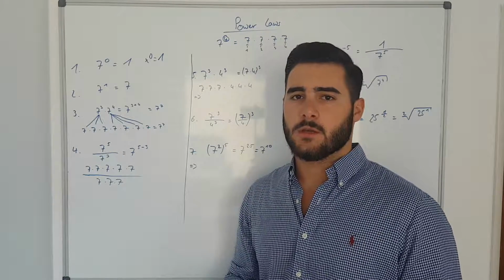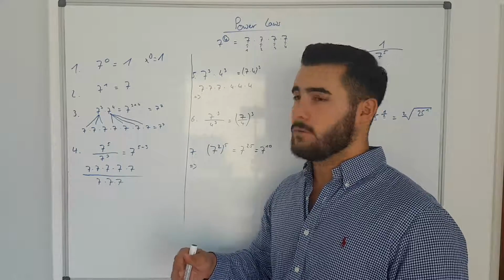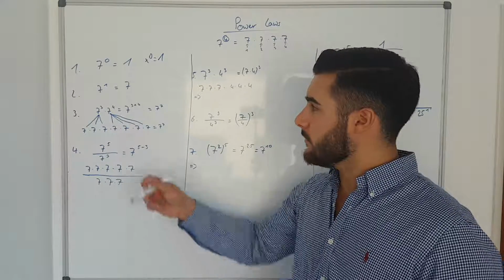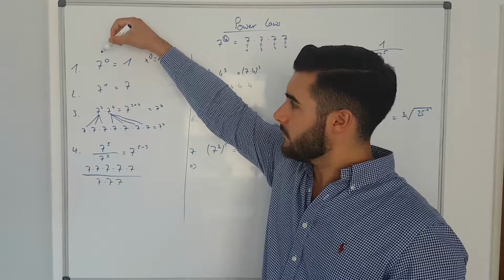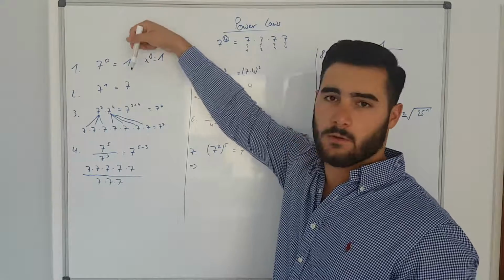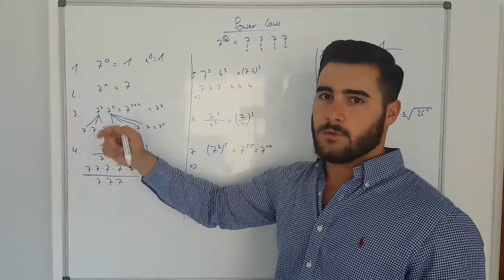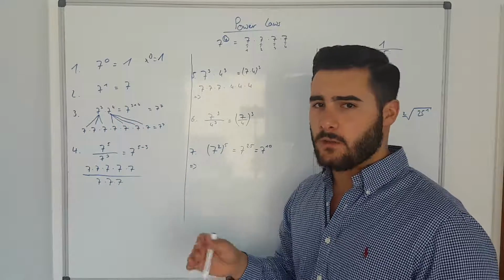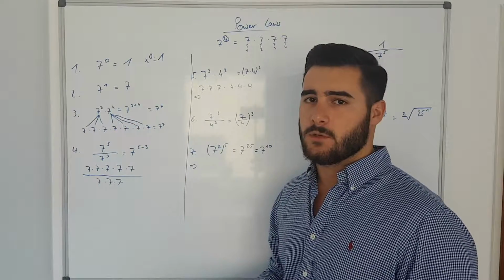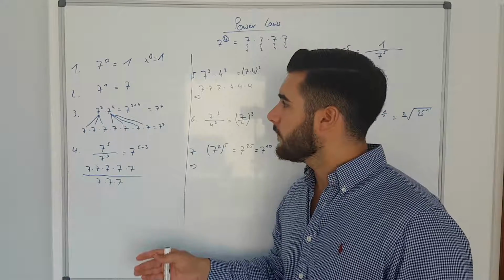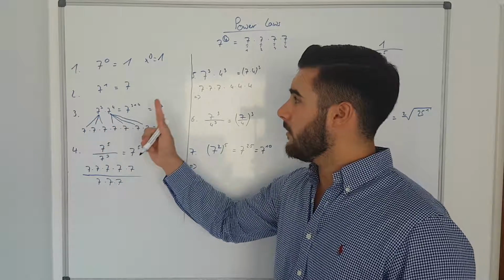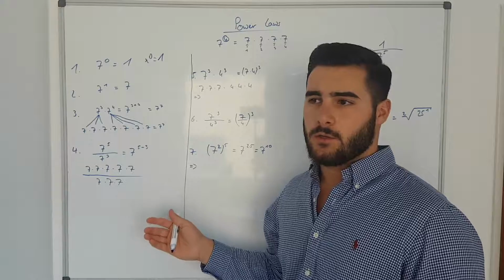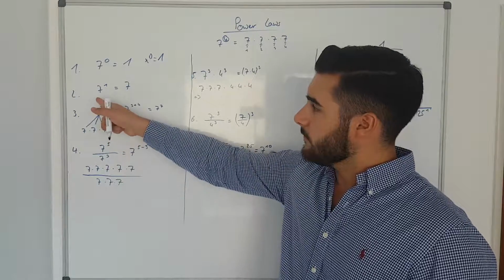So the first rule is if you take something to the power of 0, that's always 1. If you take 7 to the power 0, that will always be 1. If you take 5 to the power 0, this will always be 1. So no matter how large the number is, it's always equal to 1. So remember that.